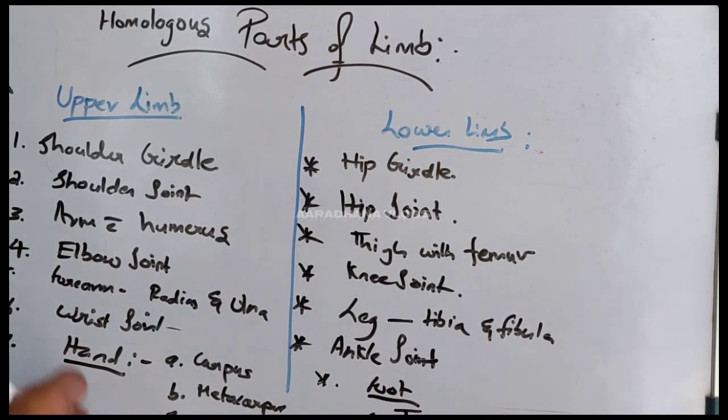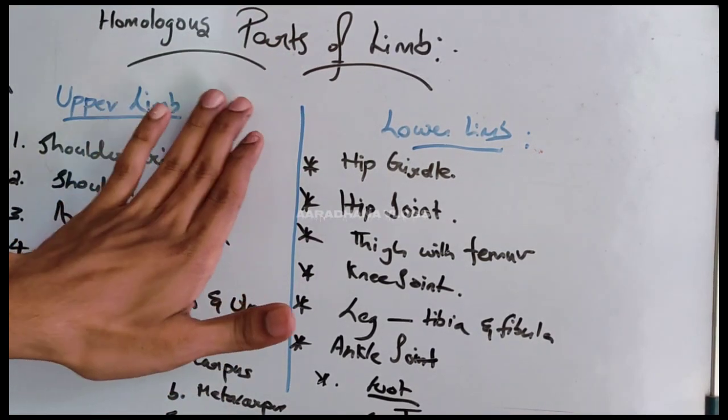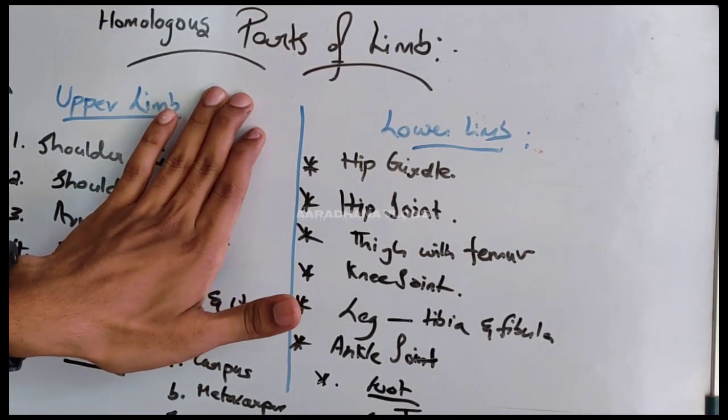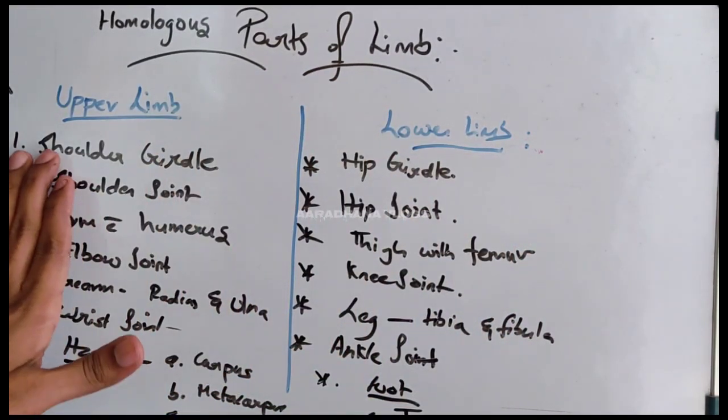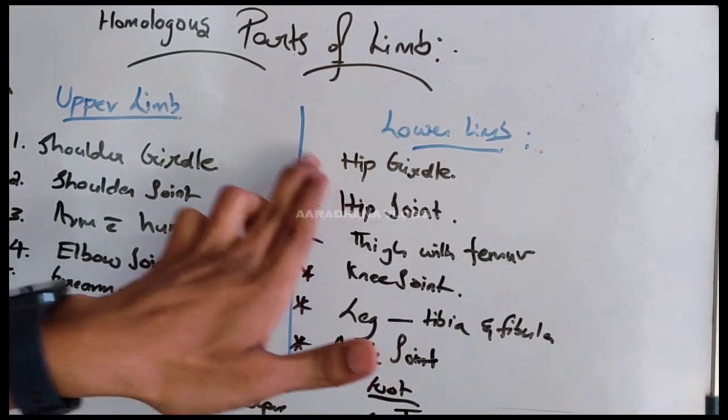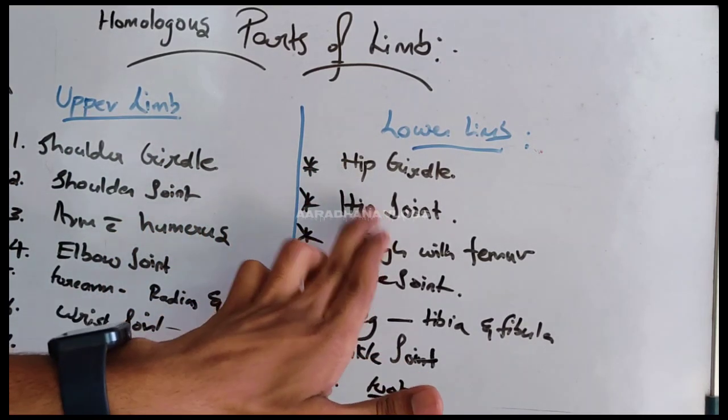So these were some of the correlations of the upper limb to the lower limb, homologous parts. It is not a comparison, it is homologous parts. So in the upper limb, what is homologous with what in the lower limb? In the upper limb it is the shoulder girdle compared with the hip girdle, shoulder joint. In the lower limb it is the hip joint.